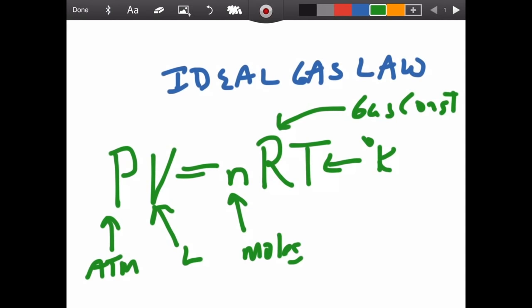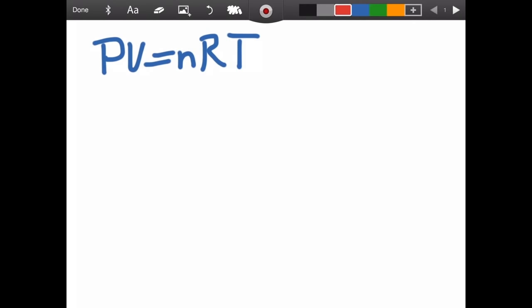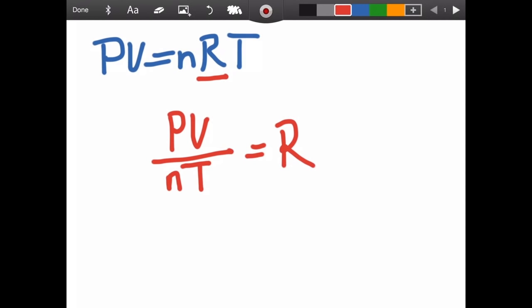So, let's see if we can figure some of these things out. What is the gas constant, do you think? How would we determine the gas constant? Let's go ahead and have a quick look. So, we're going to write up the formula again here, and we want to solve for the gas constant. So how would we do that? Well, we'd have to rearrange this a little bit. So pressure and volume divided by the number of moles and temperature will equal R, correct?